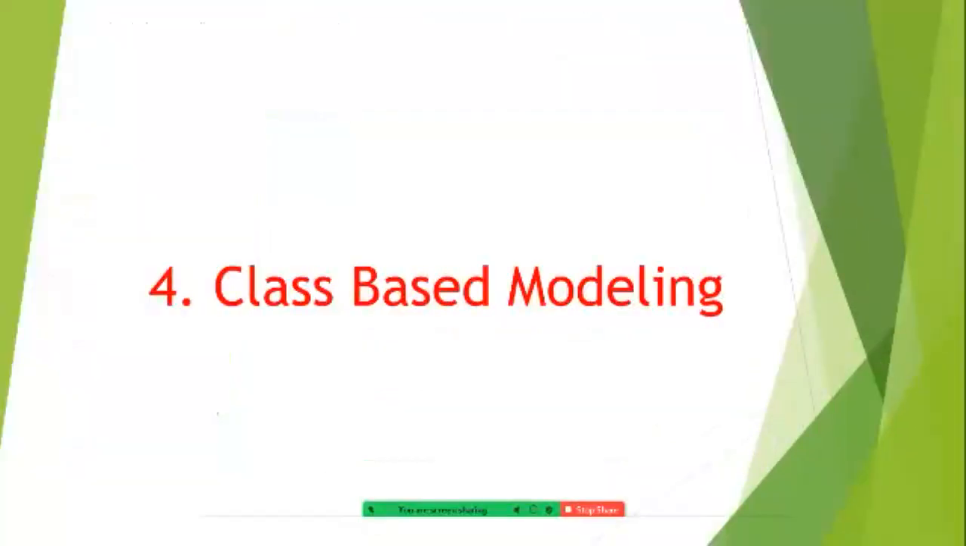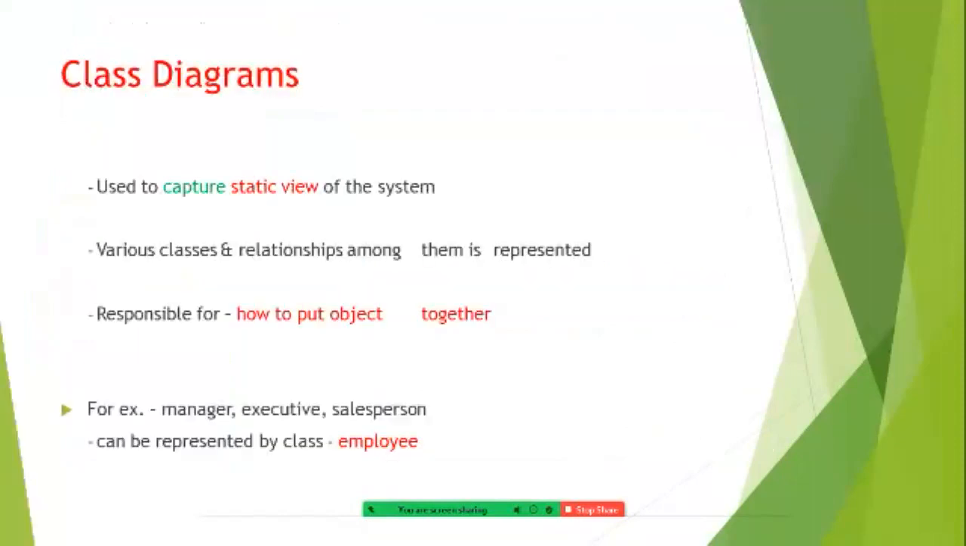Hello friends, this is the fourth type, class-based modeling. In that, the first one is the class diagram. It is used to capture the static view of the system; various classes and the relationships among them are represented. It is responsible for how to put objects together. For example, manager, executive, and salesperson can be represented by a class that is employee.